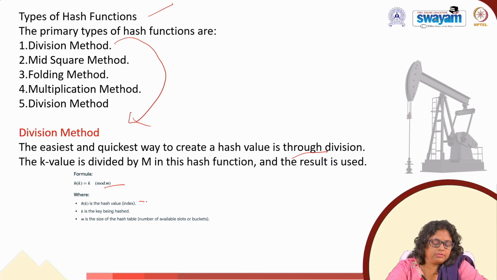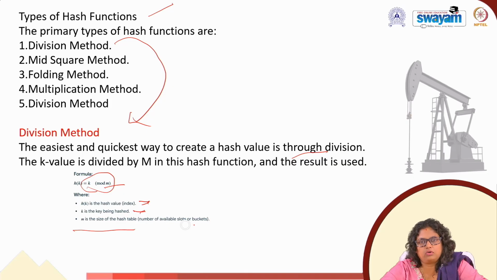h(k) is nothing but the hash value. Whatever result we get here is your hash value, or we can call it the index. k is the key being hashed, and m is the size of the hash table, or the number of available slots or buckets.